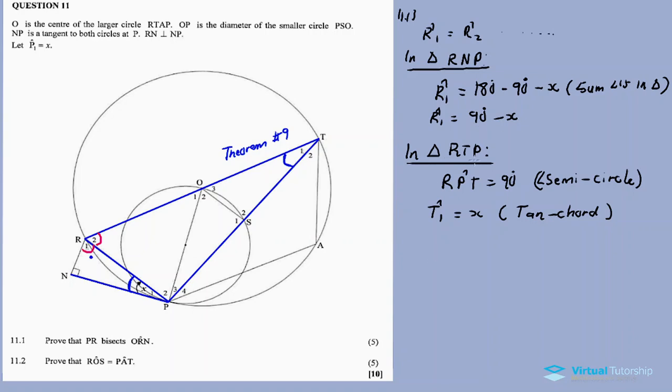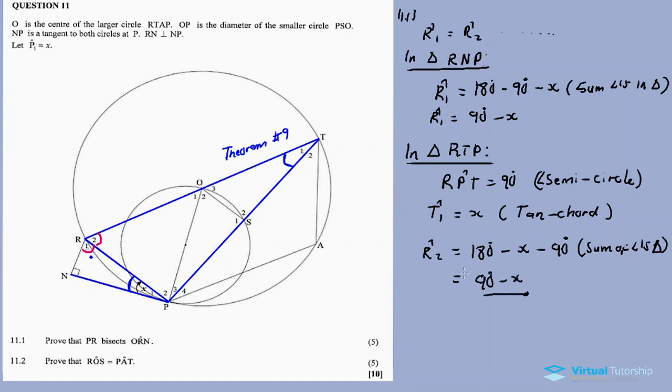Now in this triangle RTP, angle R2 is equal to 180 degrees minus T1, which is X, minus RPT, which is 90 degrees. Why? Sum of angles in a triangle. Therefore R2 is 180 minus 90, it's 90 degrees minus X.